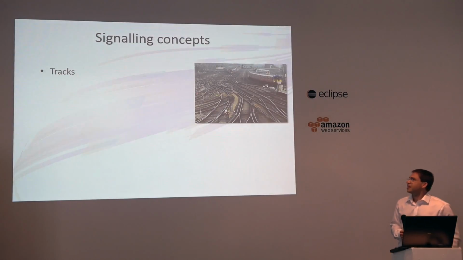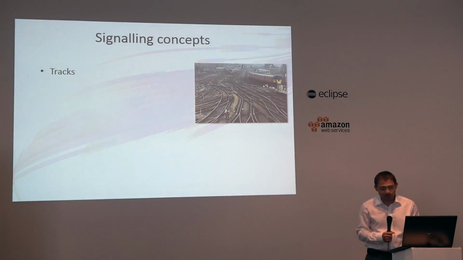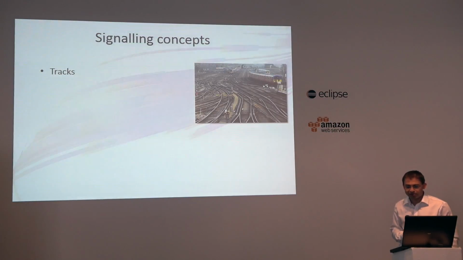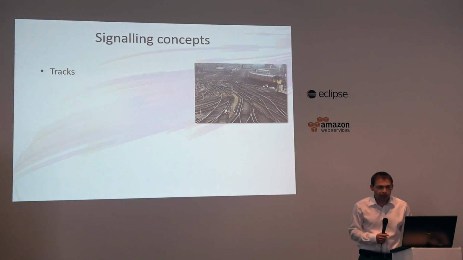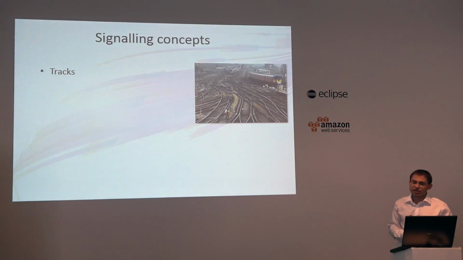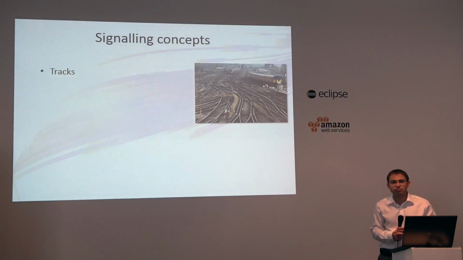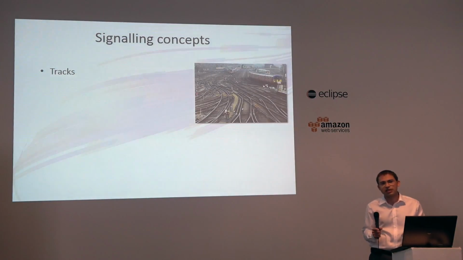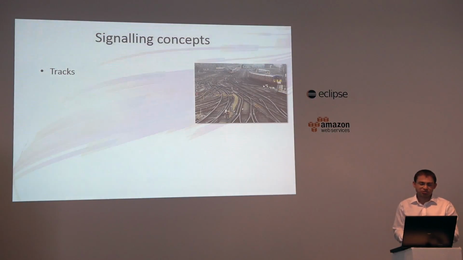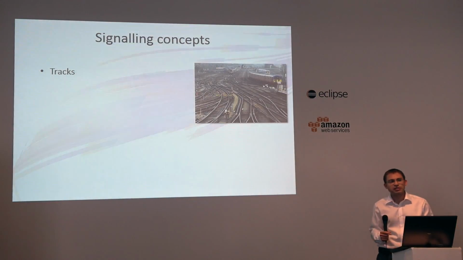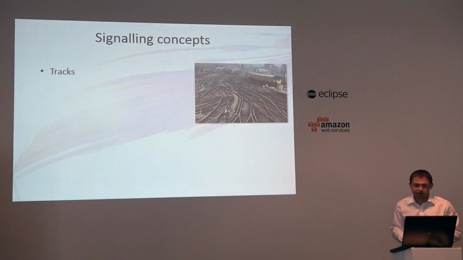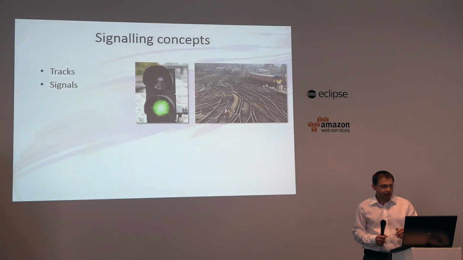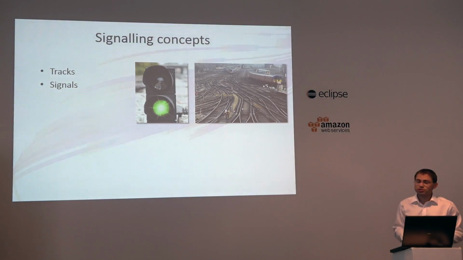So signaling. First we've got tracks. These are the railway tracks, big pieces of metal on which the trains actually move, plus some equipment alongside that can detect whether a train is in a given section of a track. That's really important because from a safety perspective, we need to know where the trains are and which sections of the railway are clear. The next bit are signals.